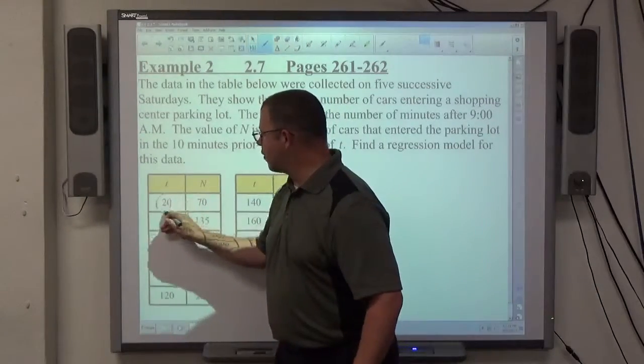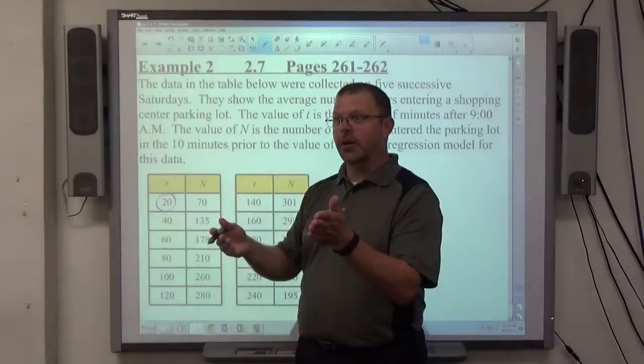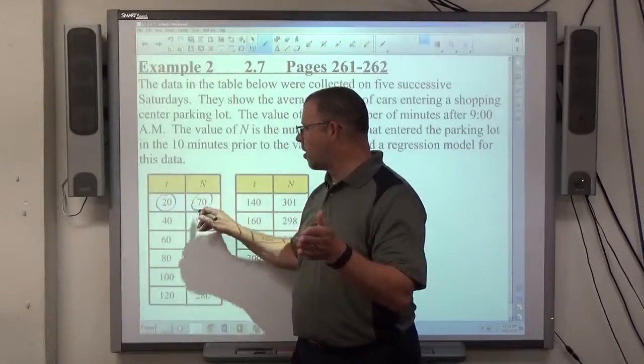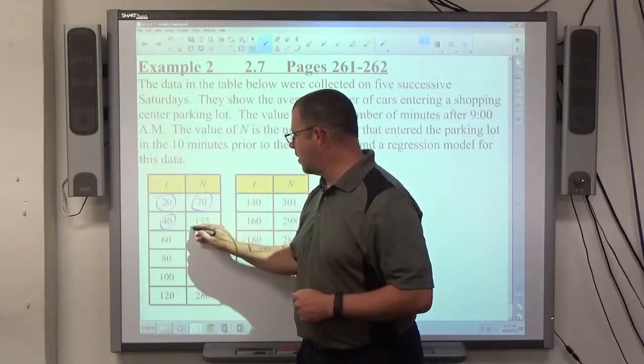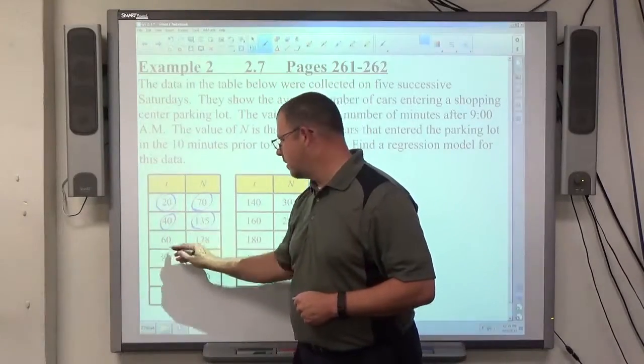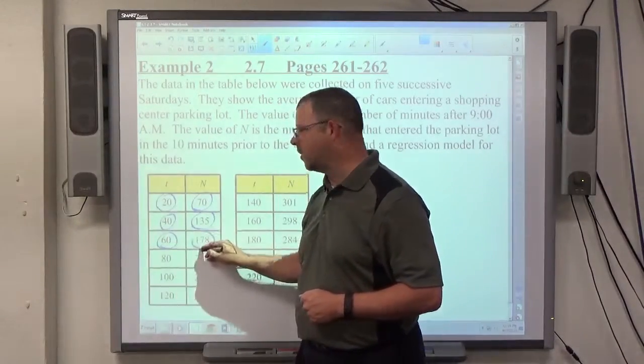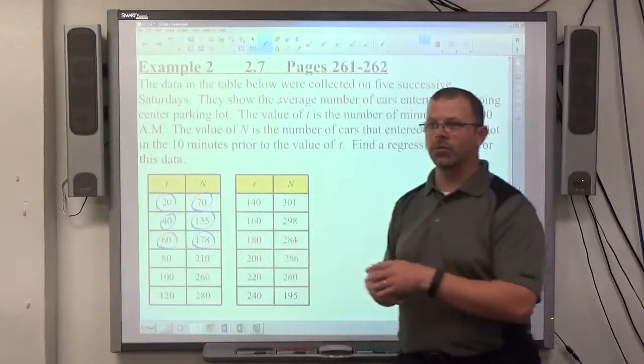T is 20, so 20 minutes past 9 a.m., so we're at 9:20, right? This is how many cars entered the parking lot between 9:10 and 9:20. And this is 9:40, that's how many cars entered between 9:30 and 9:40. That's 10 o'clock, between 9:50 and 10 o'clock. So that's what it's giving us.